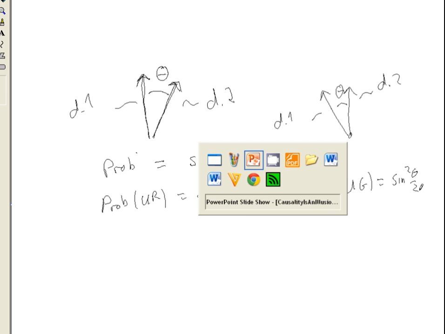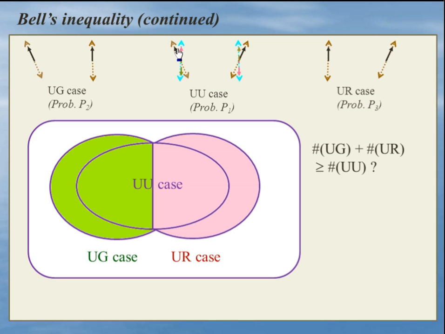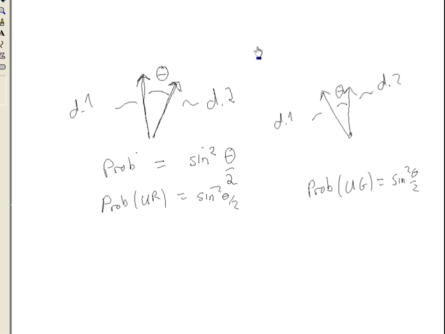Now what about the case for UU? Let's look back and see. For UU, we also have two detectors, the brown direction here and the brown direction here. But this time the angle between them is twice the angle that we had in the UG case and the UR case. So if we go back up here and look at the UU case, we have one detector in this direction, one detector in this direction. The angle between them is now 2 theta, and we get the probability of UU is equal to sine squared of theta.